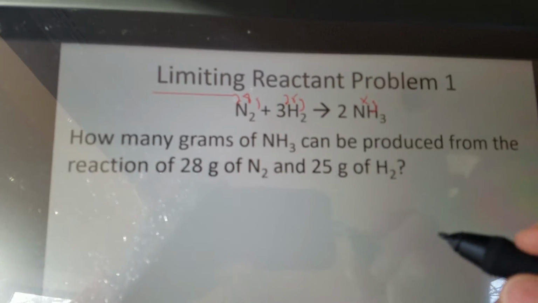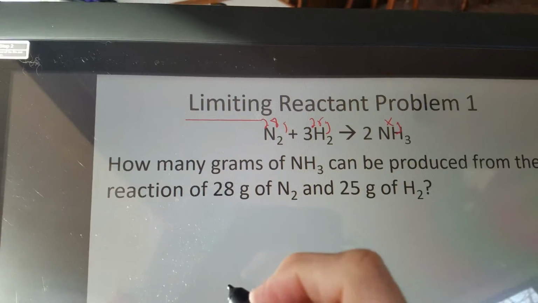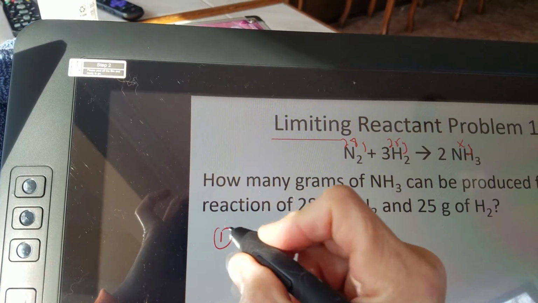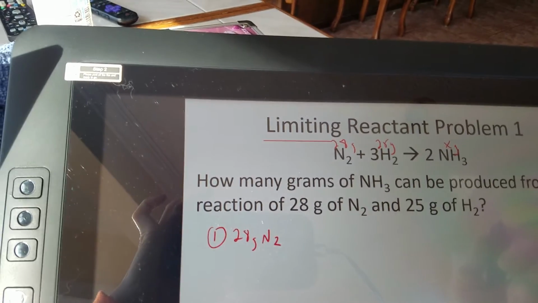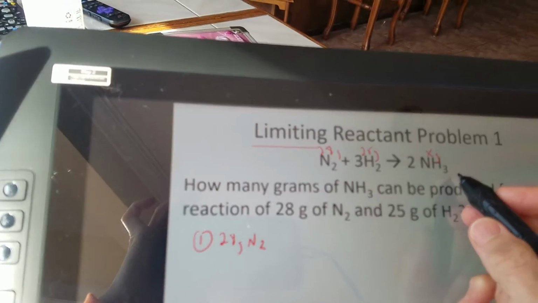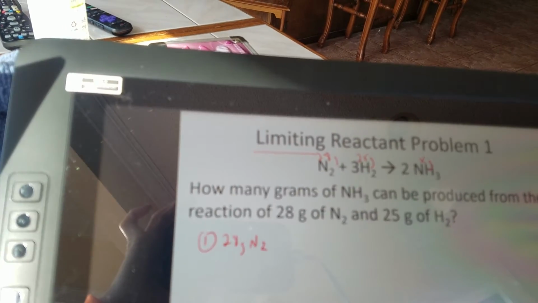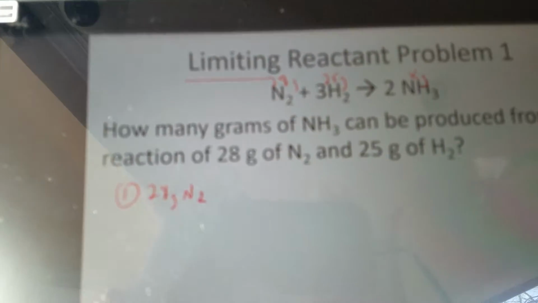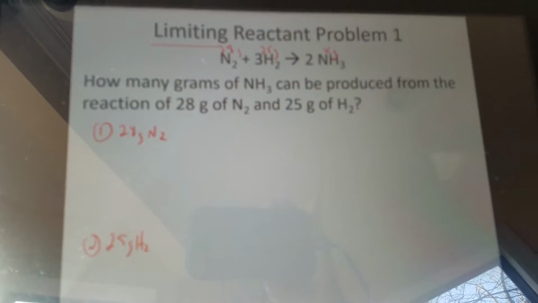What you need to do on this is take each one of these reactants to product, doing a stoichiometry problem. So you're going to do 2 stoichiometry problems. The first one, you're going to take your 28 grams of nitrogen and go to X grams of ammonia. The second one, you're going to take your 25 grams of hydrogen and go to X grams of ammonia. So you're doing 2 mass problems in this particular beginning.